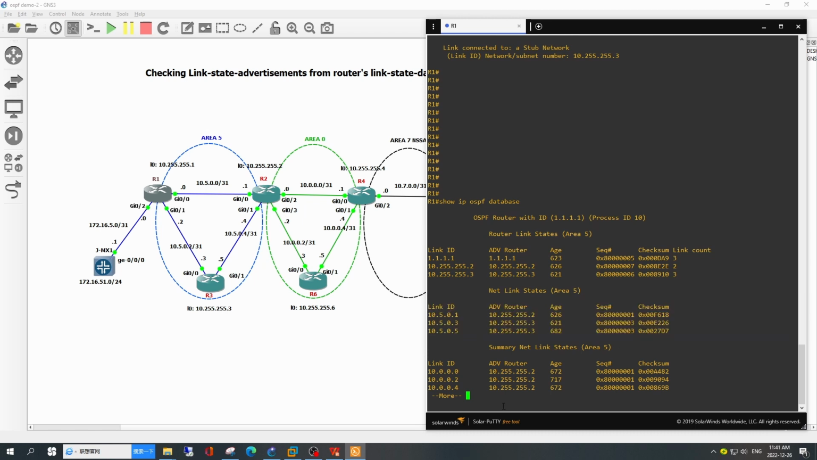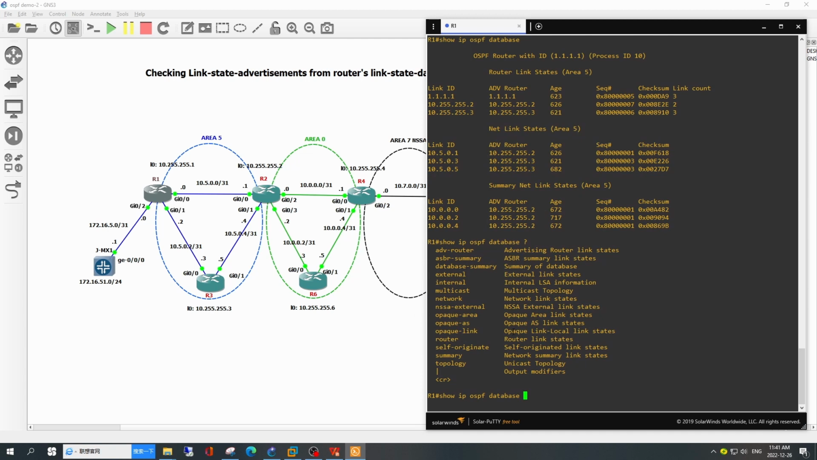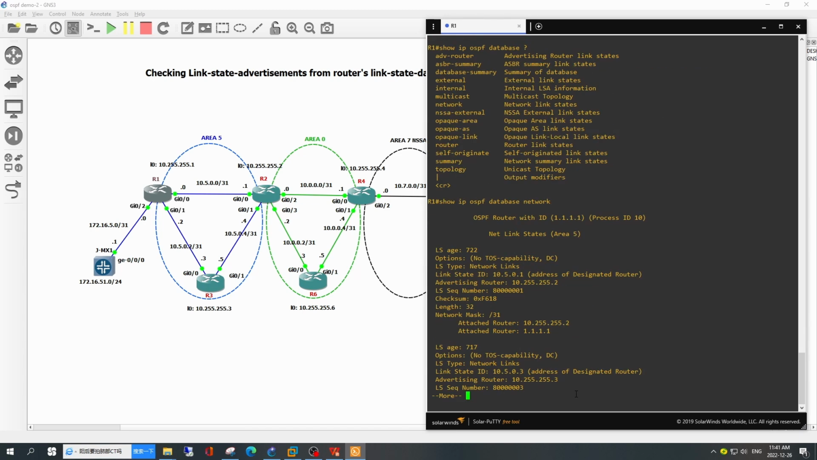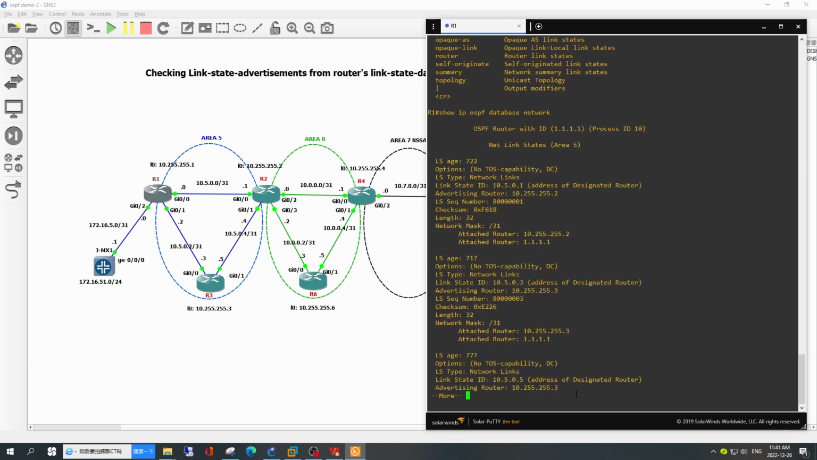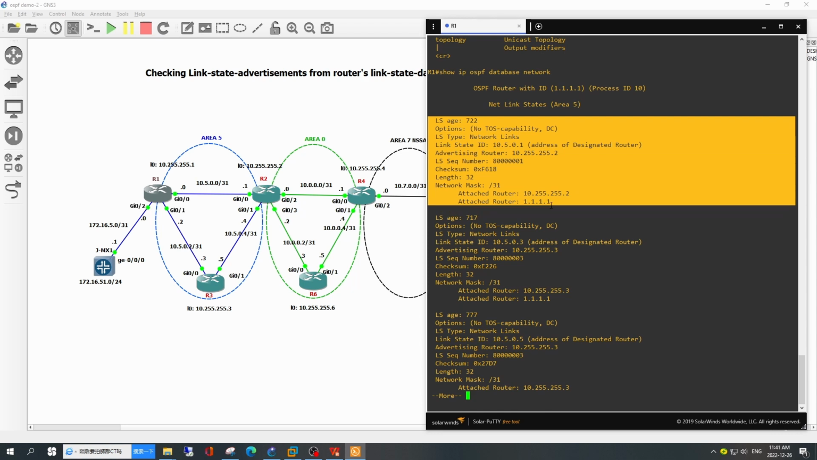If you want to see the details, you can use this command. Do the show ip ospf database, then you put the question mark. You see here, it gives you the options. It's called network, right? You do network. Okay, here it gives you the details. What do you want to see? Okay, so first take a look at the first LSA. This first type 2 LSA is not long, it's short, since type 2 is only regarding which routers connect to a specific multi-access network.